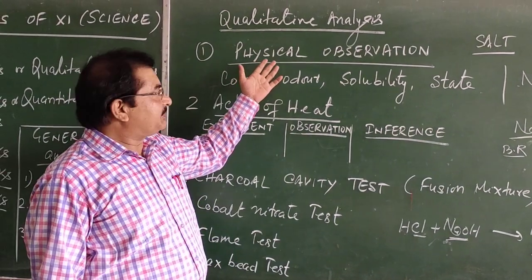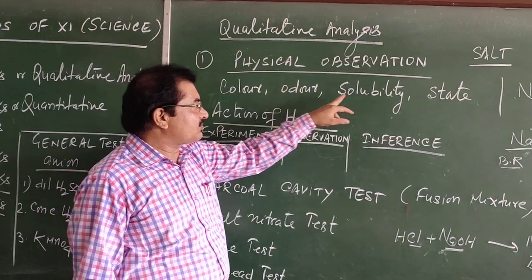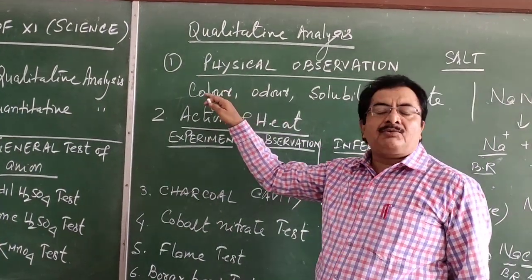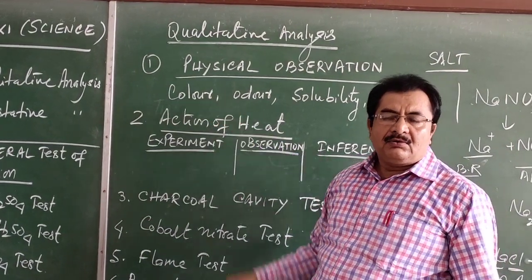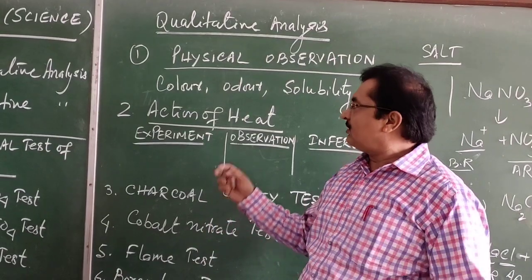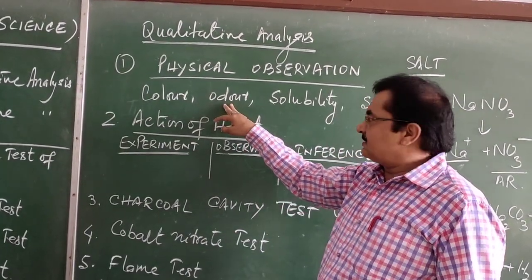Start first with the physical observation. Physical observation means color, odor, solubility and state. What happens? First we have to see the color of the salt, whether it is colorless or colored, and we write that this salt has this color. Afterwards we see the odor: whether it has an odor or is odorless, that we will write.